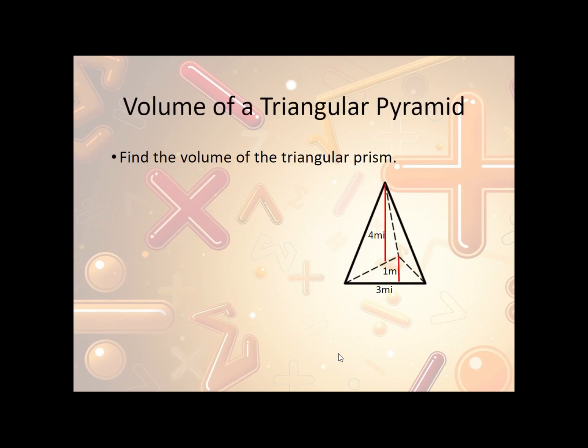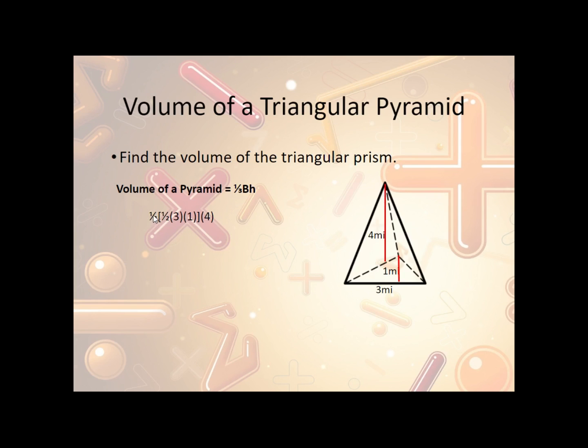Now, what if the base isn't a rectangle? What if it's a triangle? Well, in this case, it's the same thing. It's 1/3 the area of the base times the height. The area of the base in this case is 1/2 base times height because it's the area of a triangle. So 1/2 times 3 times 1, that's the area of the base, times the height, which is 4.